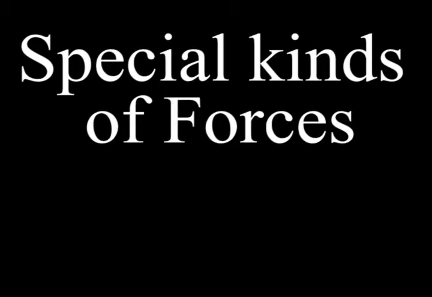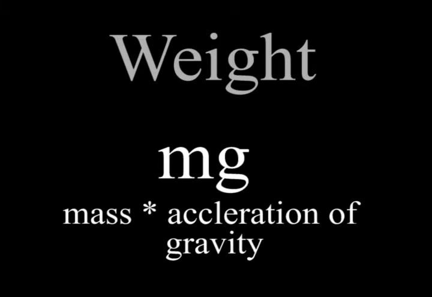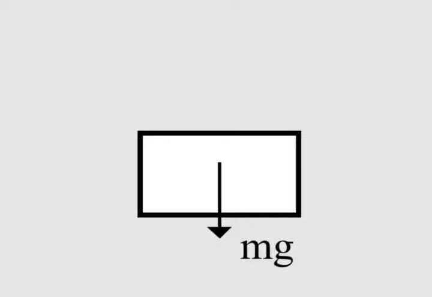There are also a few special names for commonly used forces. Weight is the effect of gravity on an object. Weight is represented by mg, which is the mass of the object times the acceleration due to gravity. This is an example of a free body diagram with weight as a force.